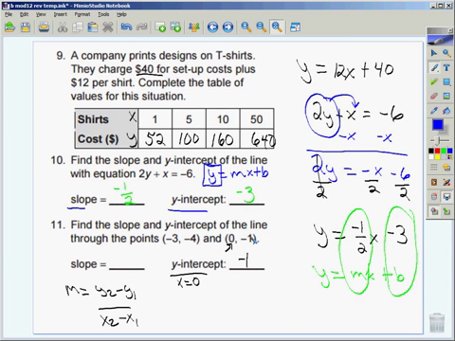The slope would be y2 minus y1: -1 minus a -4, over x2 minus x1: 0 minus a -3. And what happens with a minus a negative? Plus a positive. -1 plus 4 is 3. 0 plus 3 is 3. And 3 divided by 3 is 1, so the slope of this line is a positive 1. Any questions about 9 through 11?